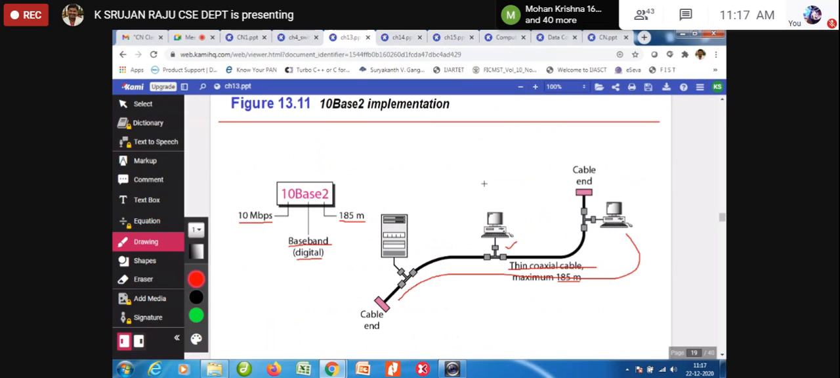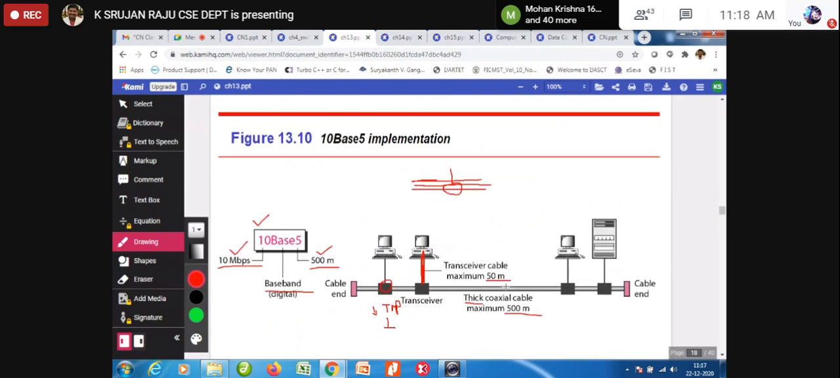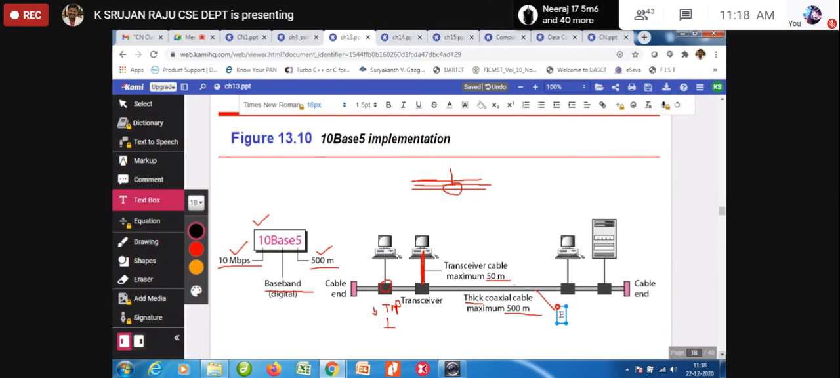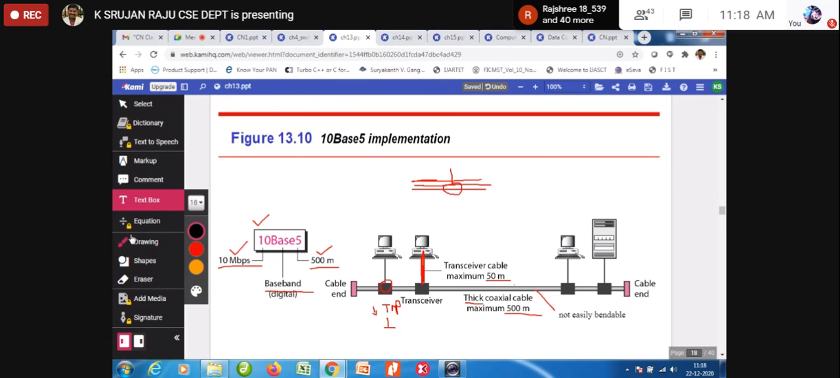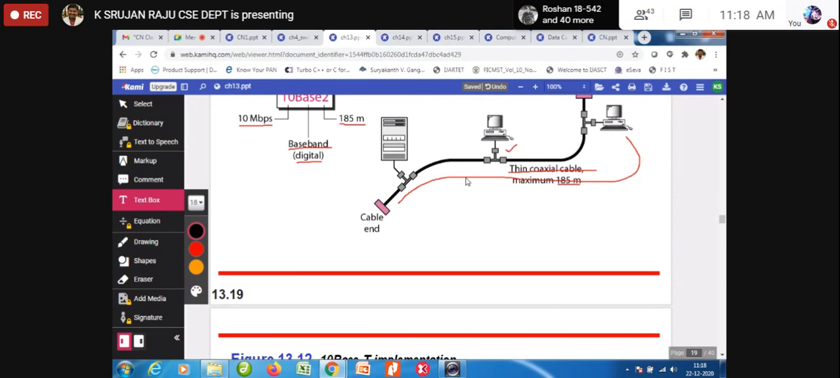So if you look at the above diagram, this cable cannot be easily bent. It is not easily bendable. But when it comes to this particular part, as I explained yesterday, this is the thin coaxial cable, which can be bent easily.